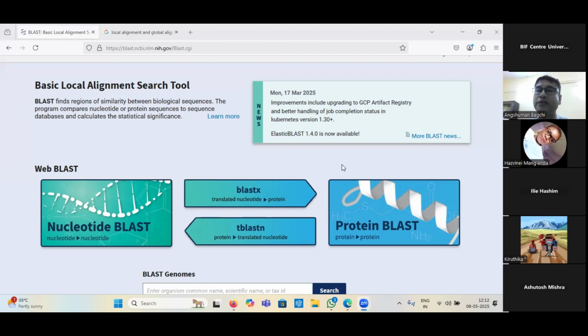Anything in the chat box? Let me see if anything in the chat box. Okay, let me see. Two new messages. Okay.